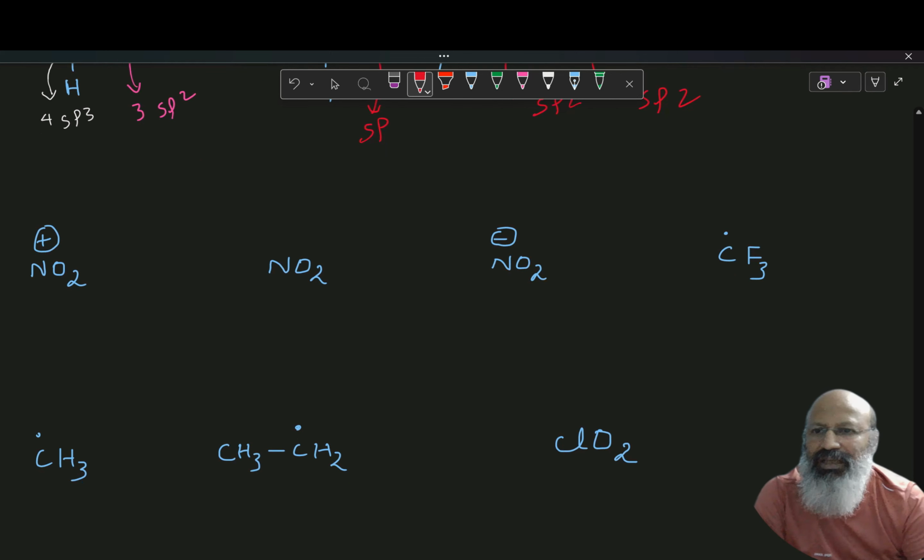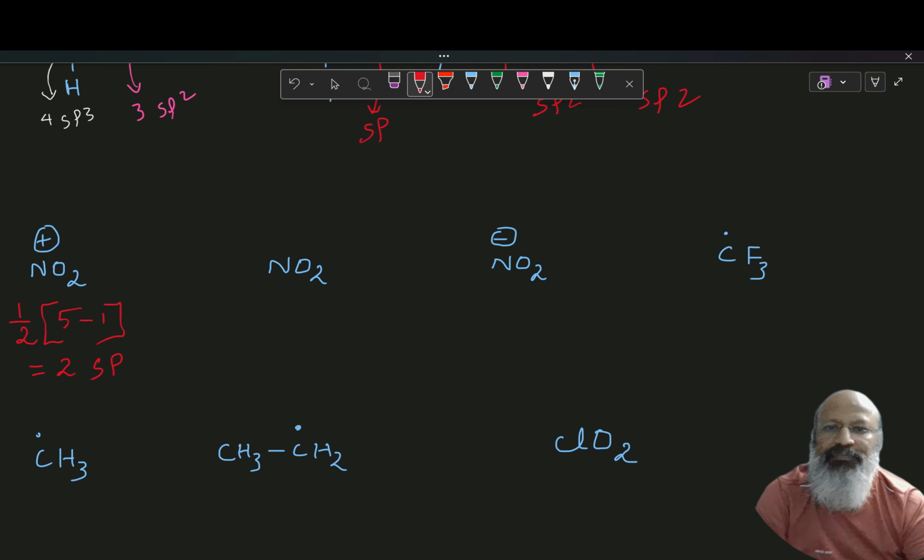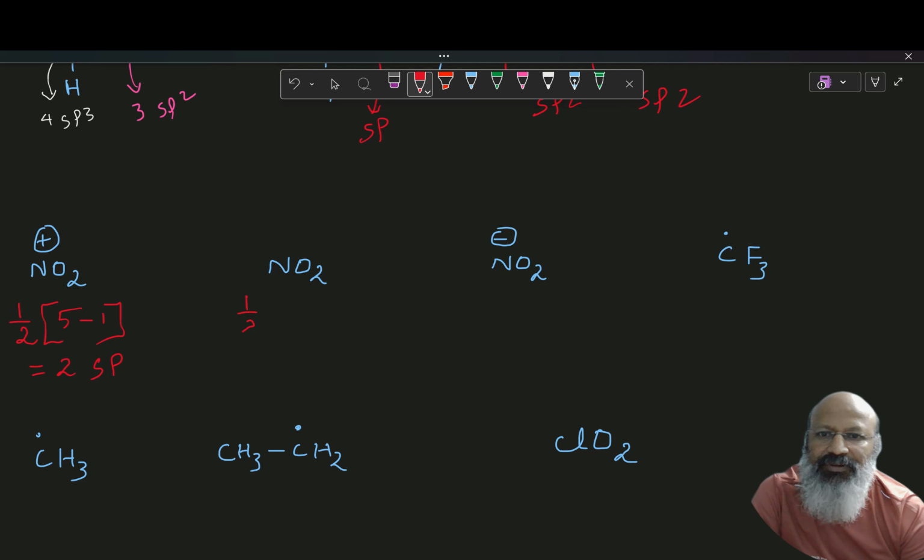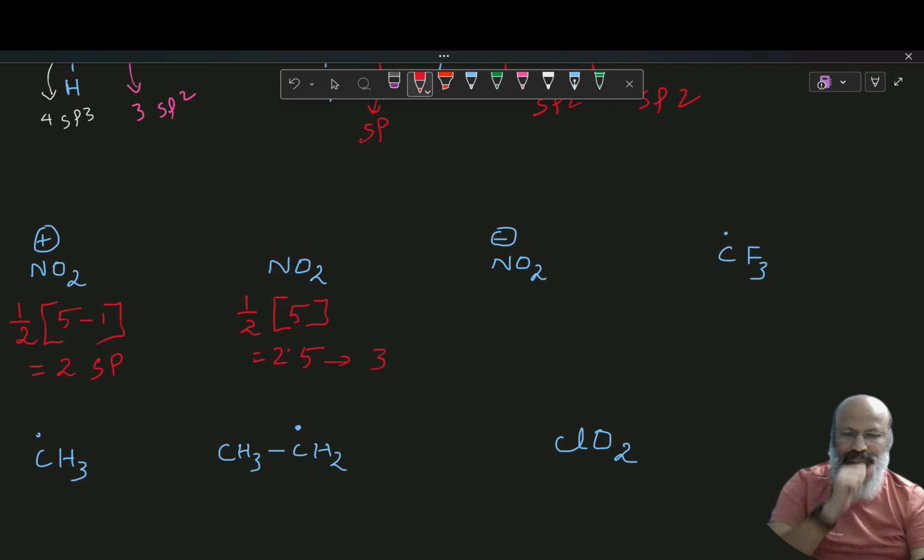Now coming to NO2 plus, taking half. Now total valence electron of nitrogen is 5, and for positive charge I will subtract 1. So the answer is coming out to be 2. So it is sp. Now coming here, there is half 5. It is coming out as 2.5. So when it is 2.5, you need to make it 3. Got it? So it is sp2.